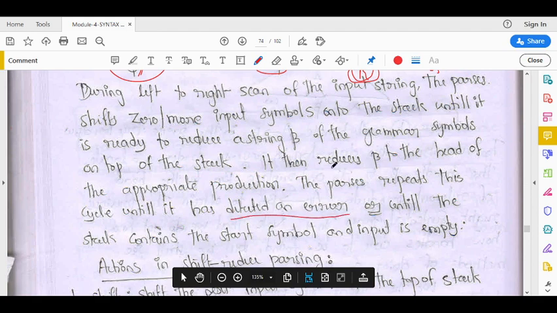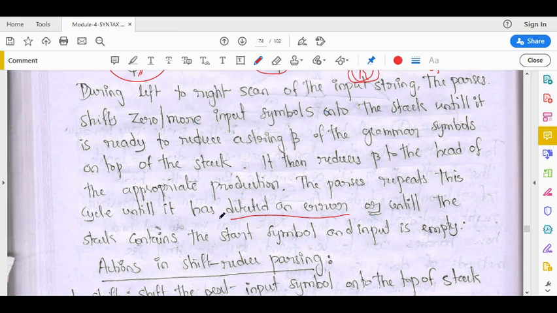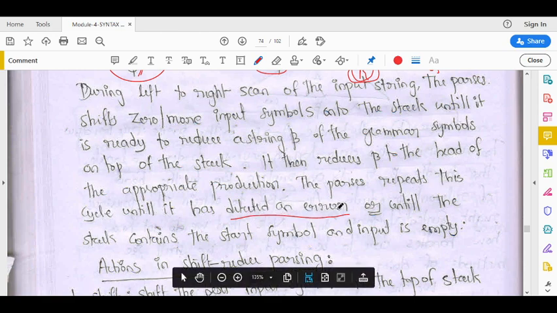Until it sees an error, it will be running, or until the stack contains the start symbol and input is empty. So till there this will be running. So two conditions: the parser repeats this cycle until it has detected an error, or until the stack contains the start symbol and input is empty. So one is the failure condition. If it detects an error, it causes an error, and the other is the successful condition.